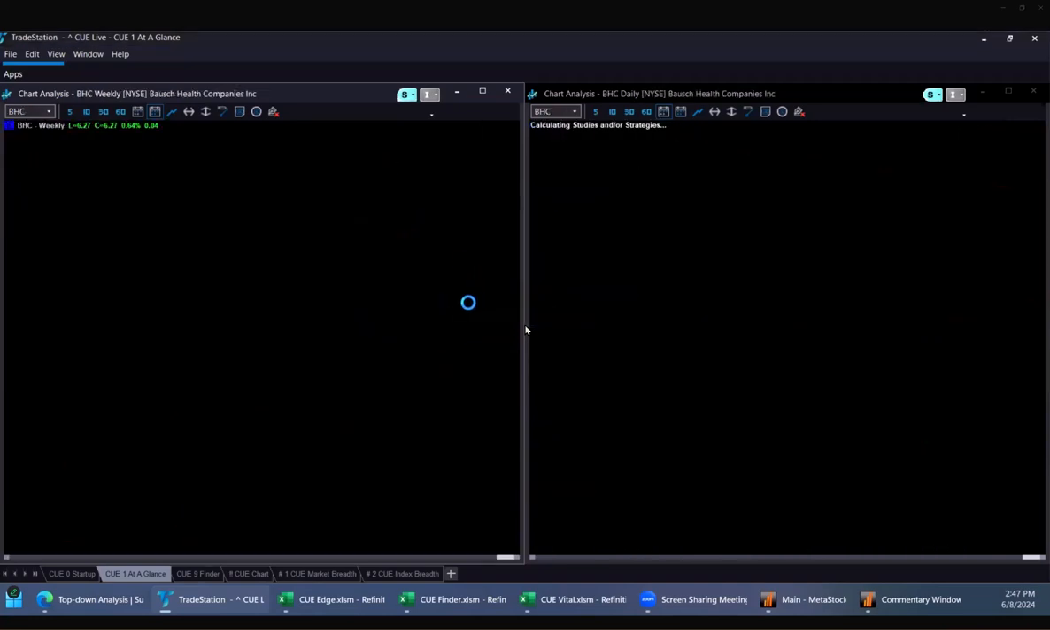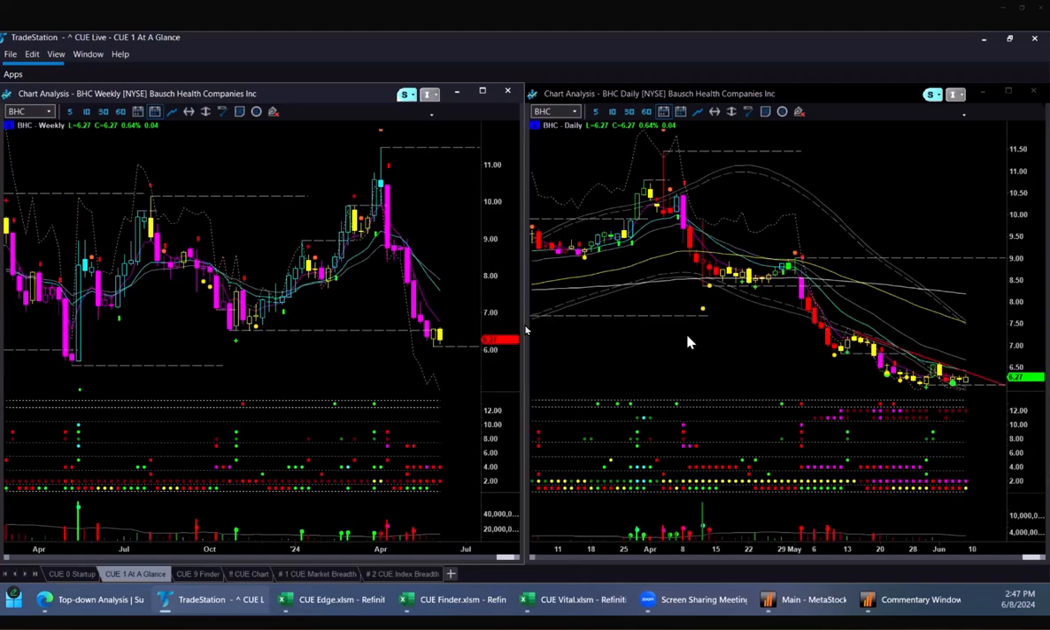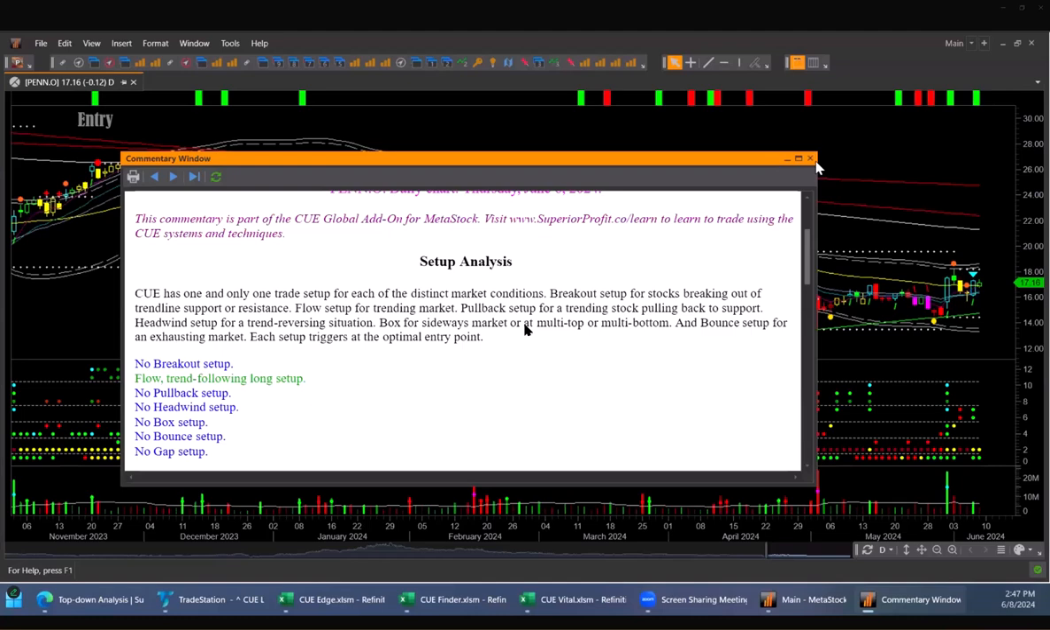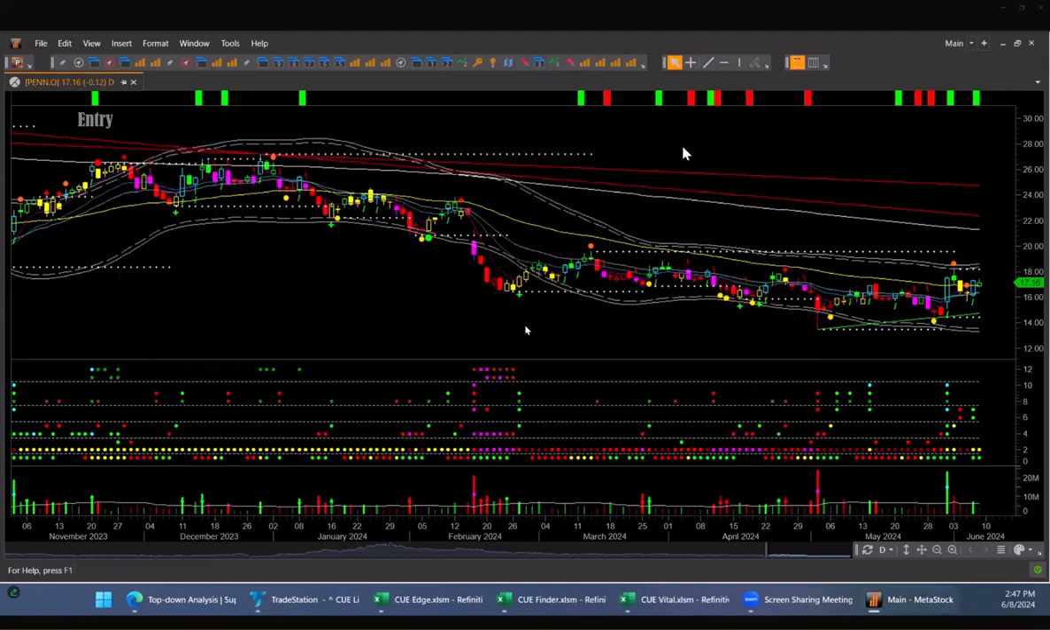BHC. In fact, some will say it is a potential acquisition candidate. Well-known stock, Bausch Health Companies. I shared it on Twitter. What am I seeing here? By the way, if I looked at it without Q charts, let's look at it. BHC.